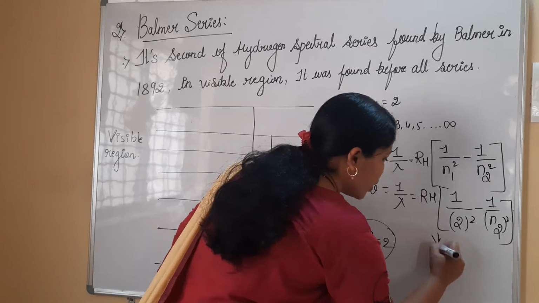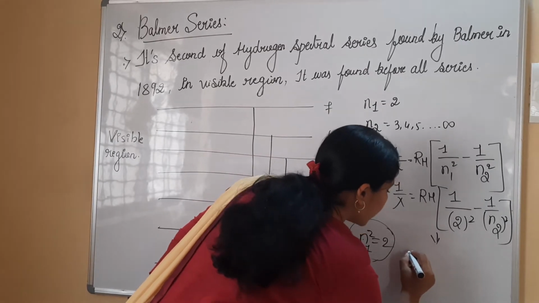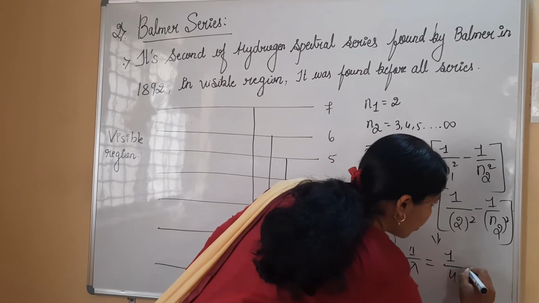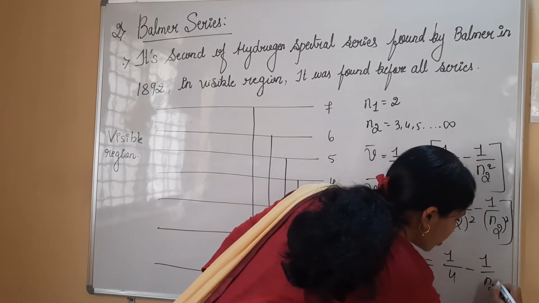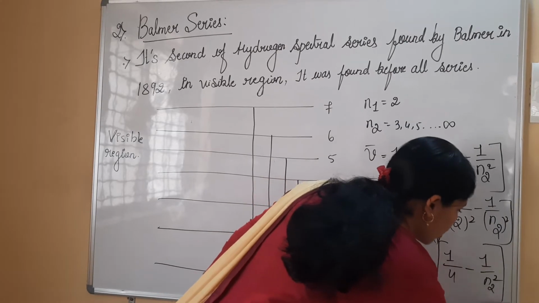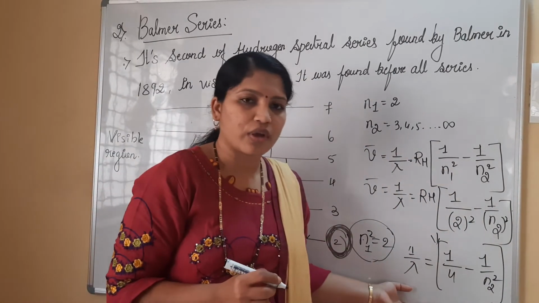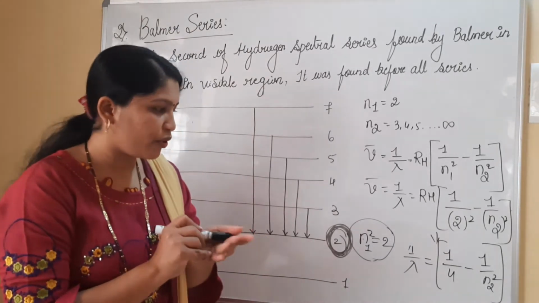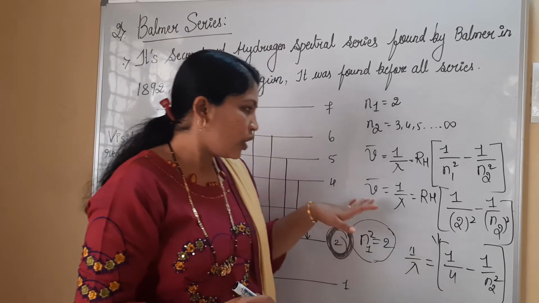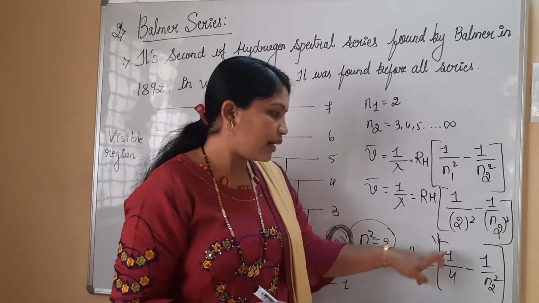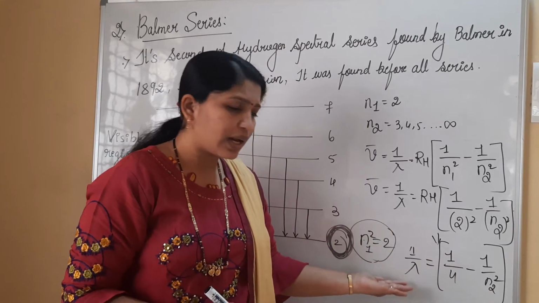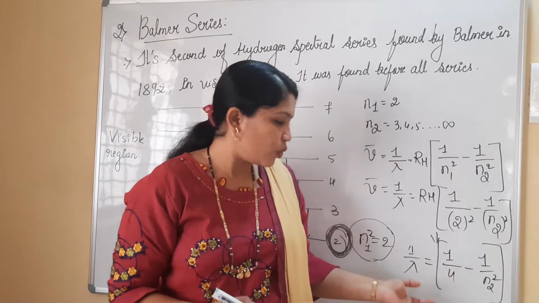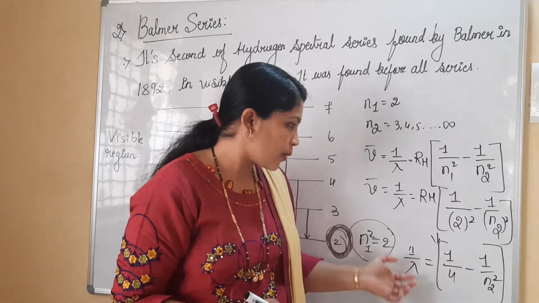So finally we could write that 1 by lambda equal to 1 by 4 minus 1 by n2 square. This is the calculation of wave number with respect to the Balmer series. What will be the final formula we get here? Finally we get nu bar equal to 1 by lambda, that equals 1 by 4 minus 1 by n2 square. You can write this 1 by lambda or you can skip it, no problem. Based on the question asked, we can make changes to these lambda values.